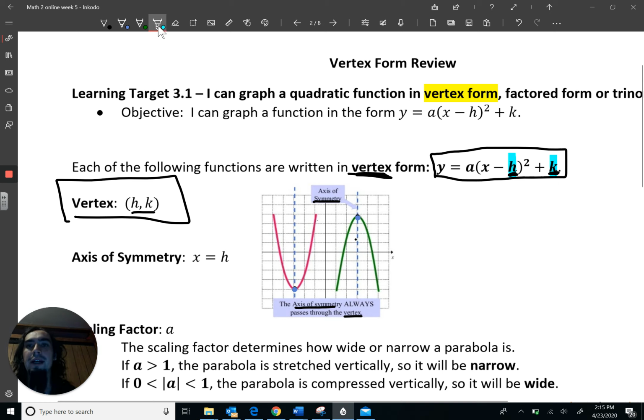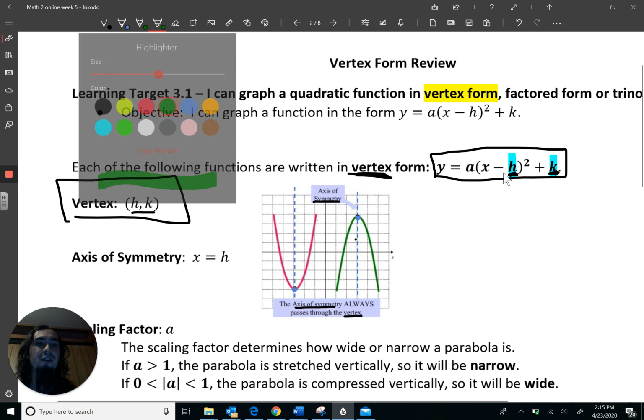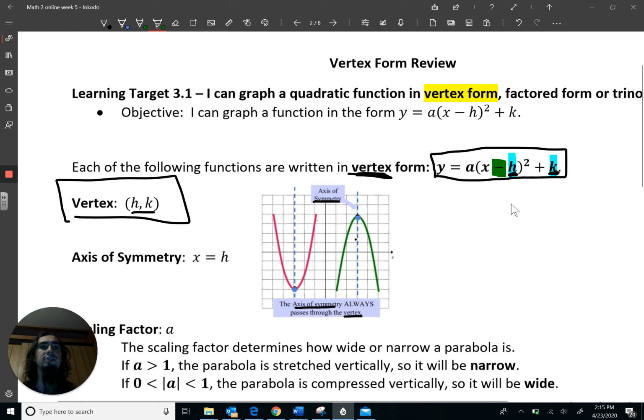And I want to point out to you the negative right here. This negative is important because it's negative h. What that means for us is that we're going to take the opposite of that number. We'll do some examples more detailed in a second, but just to look kind of real quick, if I give you (x minus 2) squared, then that means that our h value is 2. h equals 2.